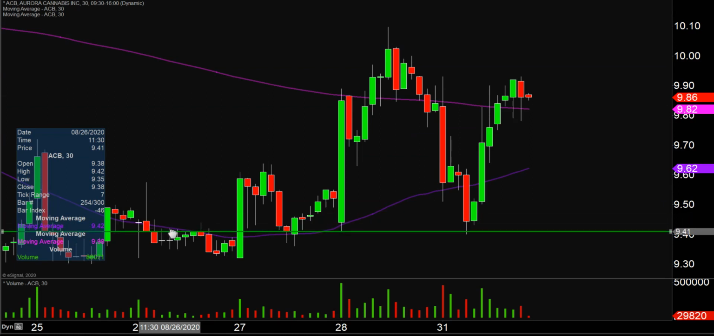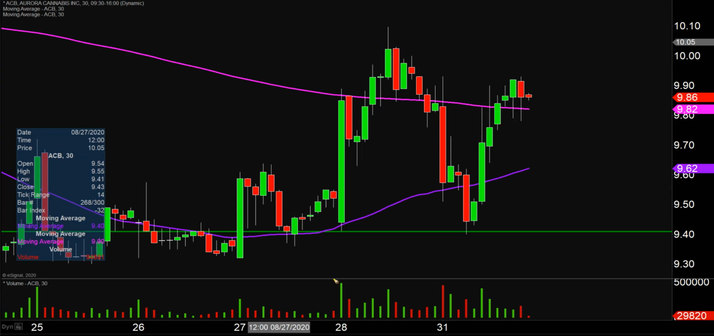And the first level that a lot of people will be watching just as a support area is right down here at $9.40. If you go through the history of the chart, you can see right here, 940 did a fantastic job holding strong. Right there, bounced directly off it, and then you fast forward to late morning today, and once again, right there the price bounced off of it.